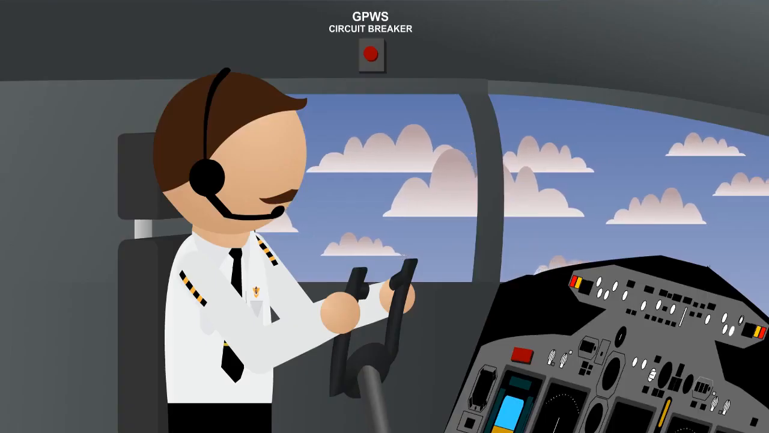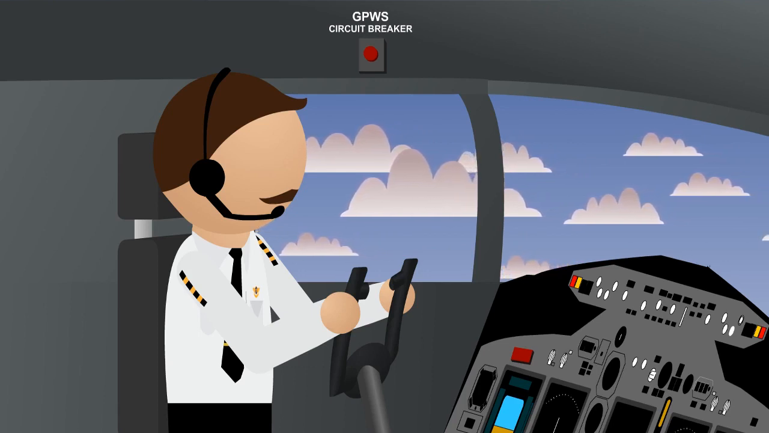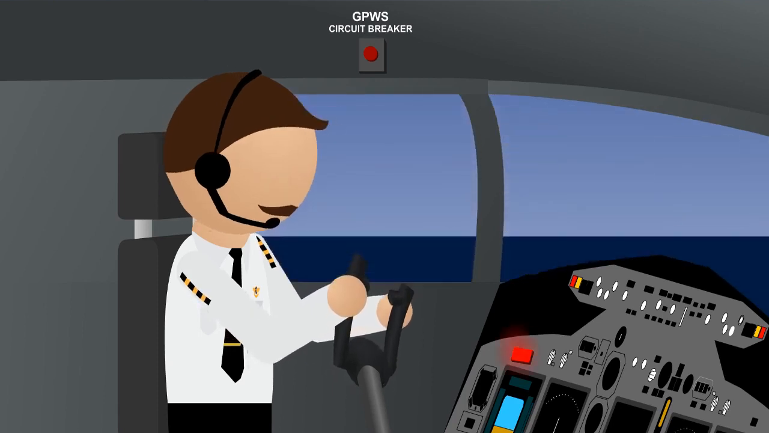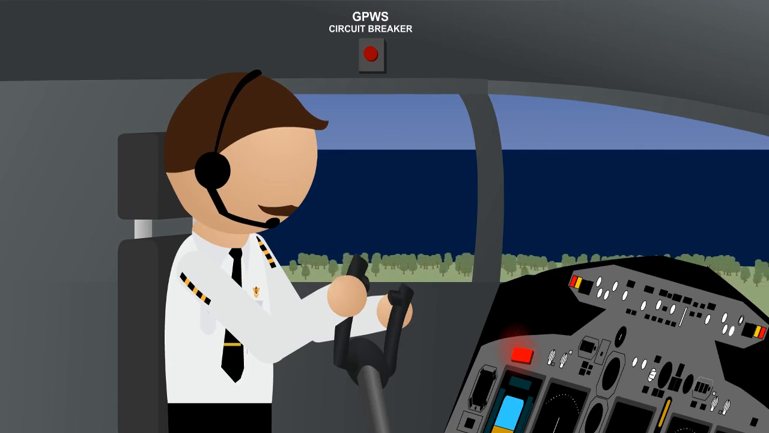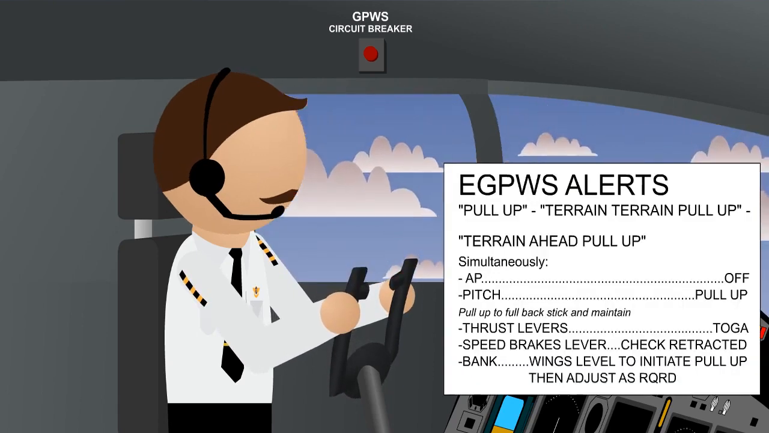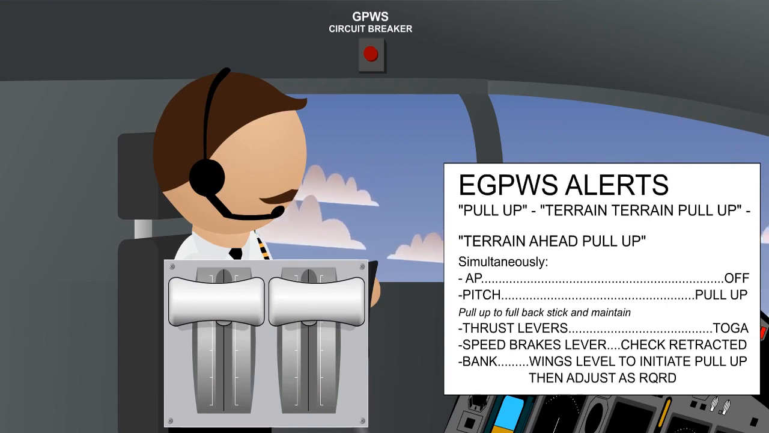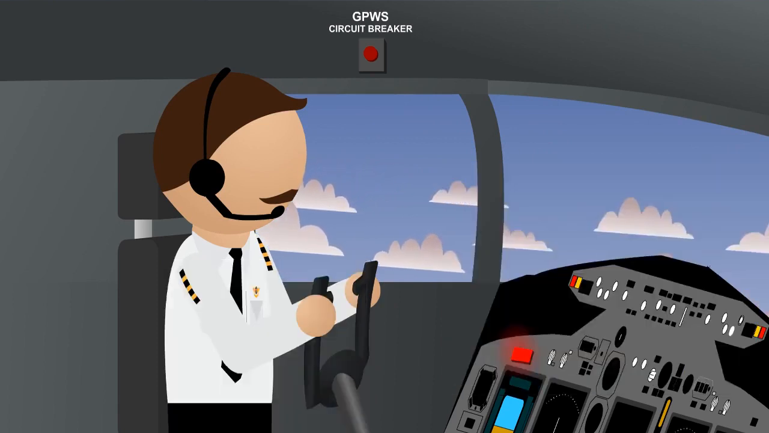We will now look at the actions required on receipt of a GPWS, eGPWS warning. Pull up. The action should be immediate and positive, and is to roll the wings level and initiate a maximum gradient climb, which should be maintained until the aircraft is above the minimum safe altitude for the part of the route being operated.